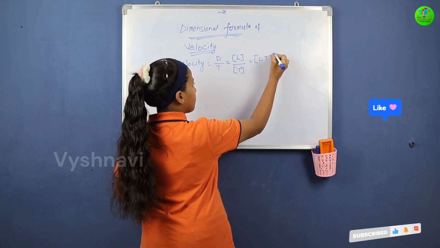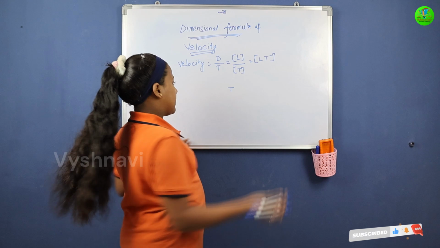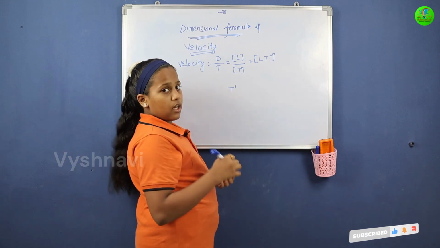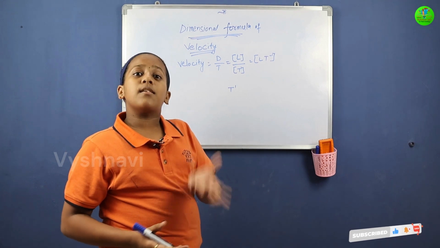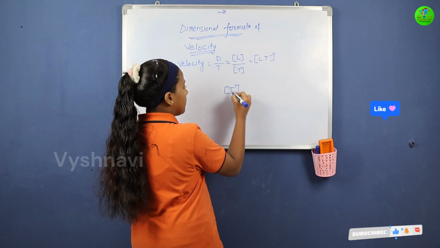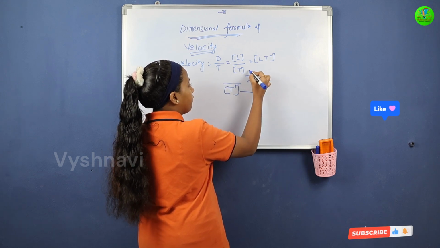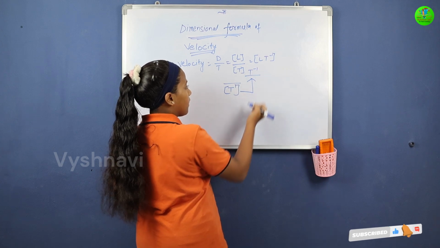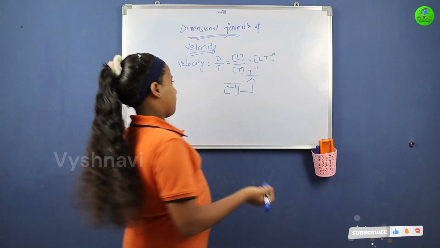L T power minus 1. See, only T is there, and only T means its power is denoted by 1. But when we take it from down to upwards, it becomes minus. Think it is in down, then when we take it upwards, it will become T power minus 1. So, the formula is L T power minus 1.